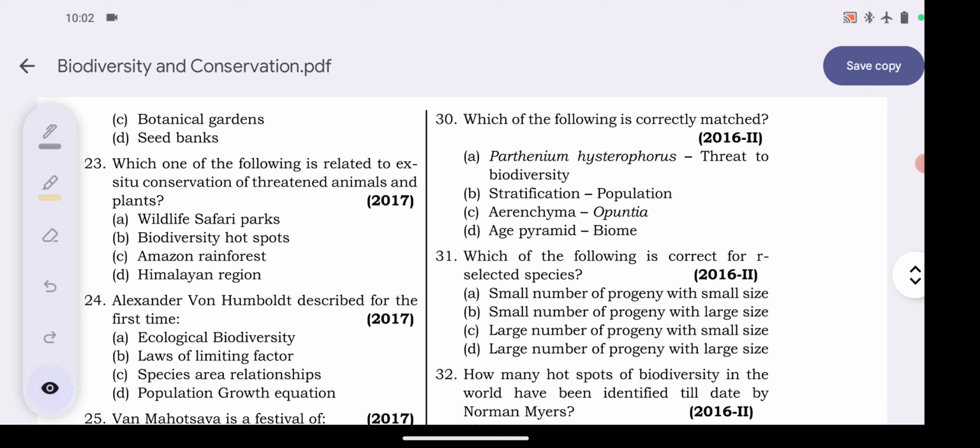31. Which one of the following is correct for r-selected species? Small number of progeny with small size, small number of progeny with large size, large number of progeny with small size, large number of progeny with large size. So r species means option C, large number of progeny with small size. Explanation. r-selected species are those that produce a large number of offspring and contribute few resources to each individual offspring. They often offer little to no parental care, have high offspring mortality, short lifespan and small body sizes. So option C is the answer. Large number of progeny with small size are called r-selected species.